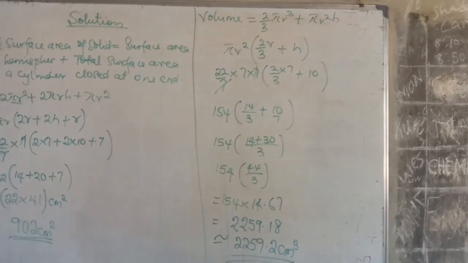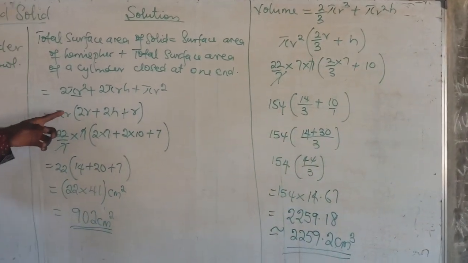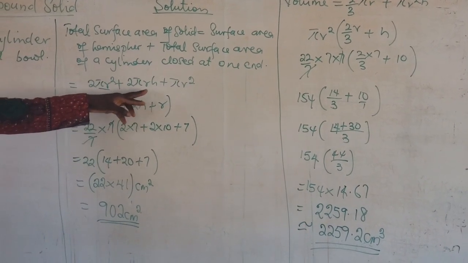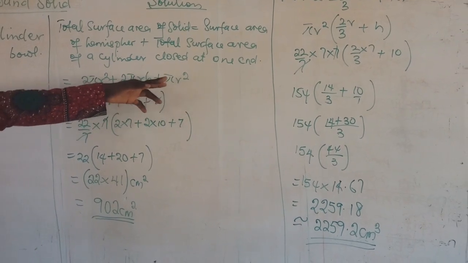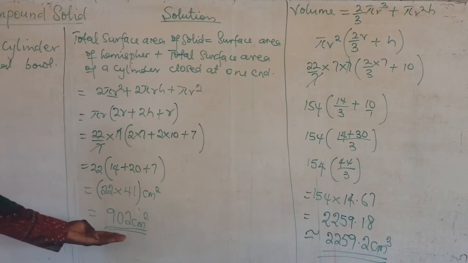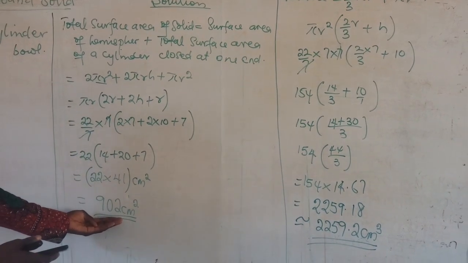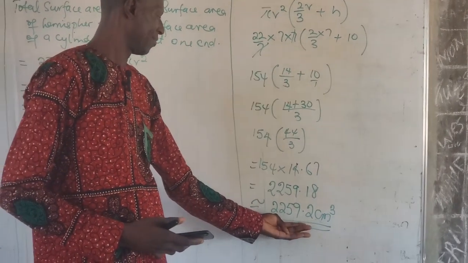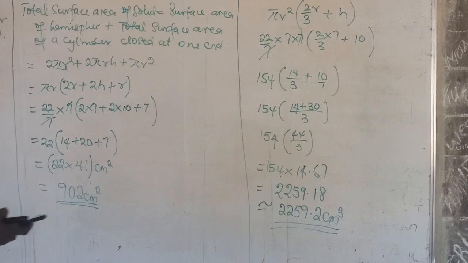So this is how we can calculate, using the formulas, the volume of a hemisphere and the volume of a cylinder, while the total surface area is that of the hemisphere and the cylinder open or closed at one end. So our answer, the total surface area is 902 centimeter square, while the volume is 2259.2 centimeter cube.